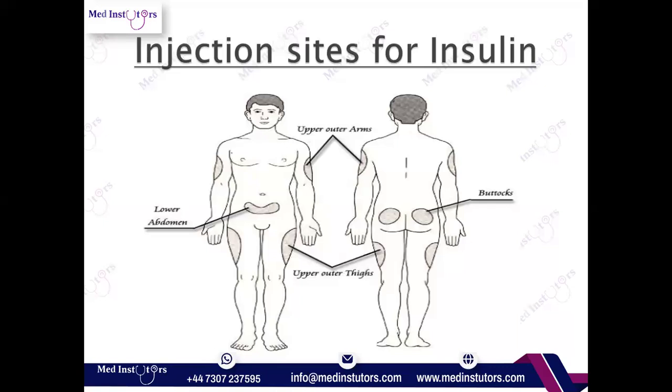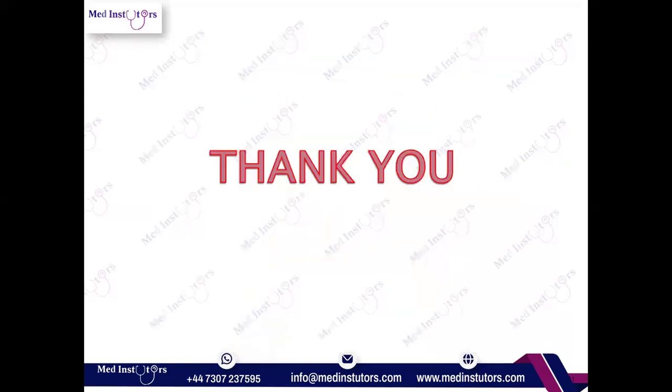Dreaded complication. Always remember, hypoglycemia is deadly. Hyperglycemia is dangerous, but hypoglycemia is deadly. And insulin is usually given subcutaneously at the lower abdomen, upper outer arms, upper outer thighs, and buttocks. So these are the common injection sites for insulin. And that concludes our presentation for today.